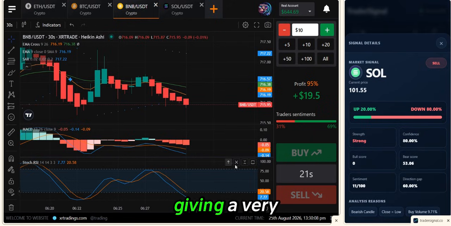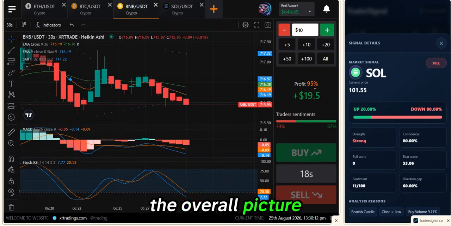The MACD is giving a very interesting signal. The histogram has turned negative, and the main line is still below the signal line. The overall picture reflects that the upward momentum hasn't clearly returned.